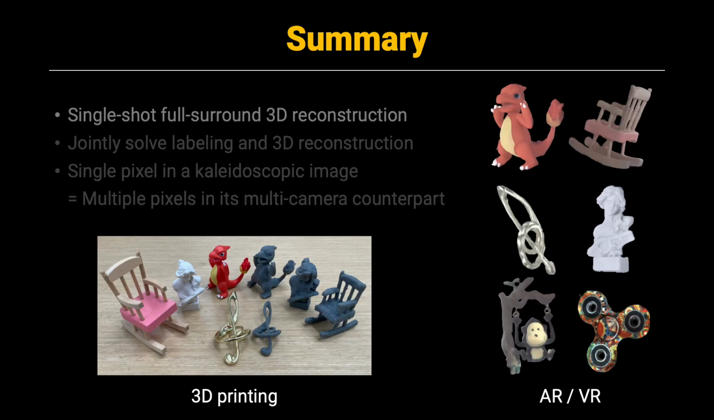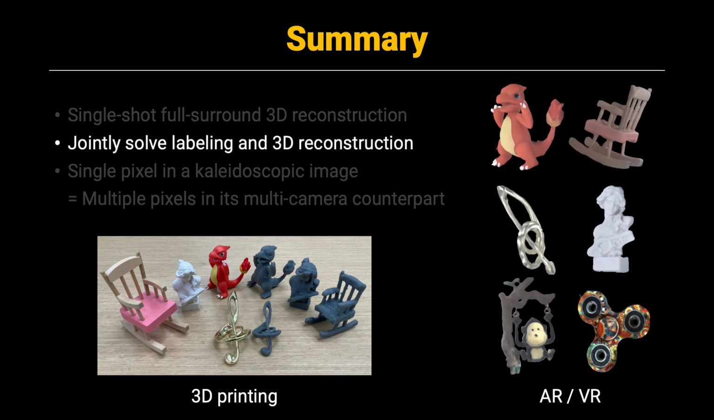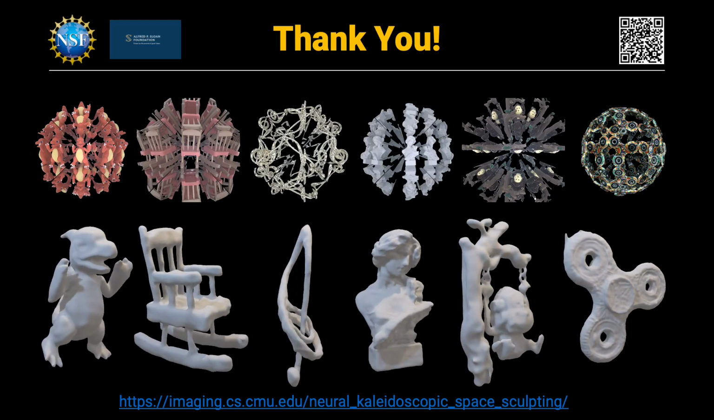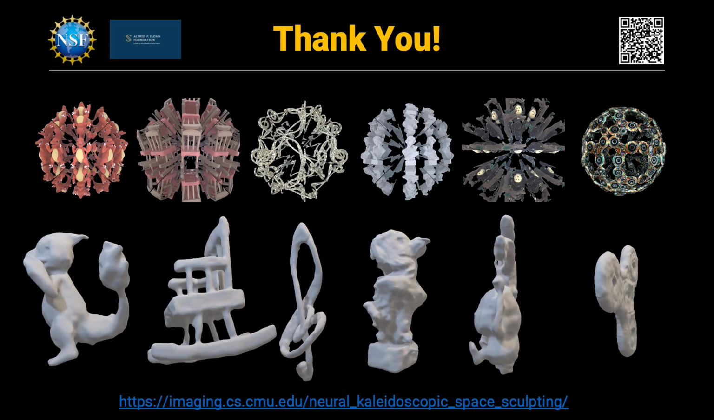In summary, we introduced a technique for the single-shot full surround 3D reconstruction that can be used for 3D printing and virtual reality. This is achieved by our neural kaleidoscopic space sculpting method that jointly solves the labeling problem and 3D reconstruction problem. We also analyzed the information encoded in a kaleidoscopic image and show that a single pixel in a kaleidoscopic image is equivalent to multiple pixels in each multi-camera counterpart, not only for background pixels, but also for foreground pixels. Please refer to our paper for more detail. Thank you.